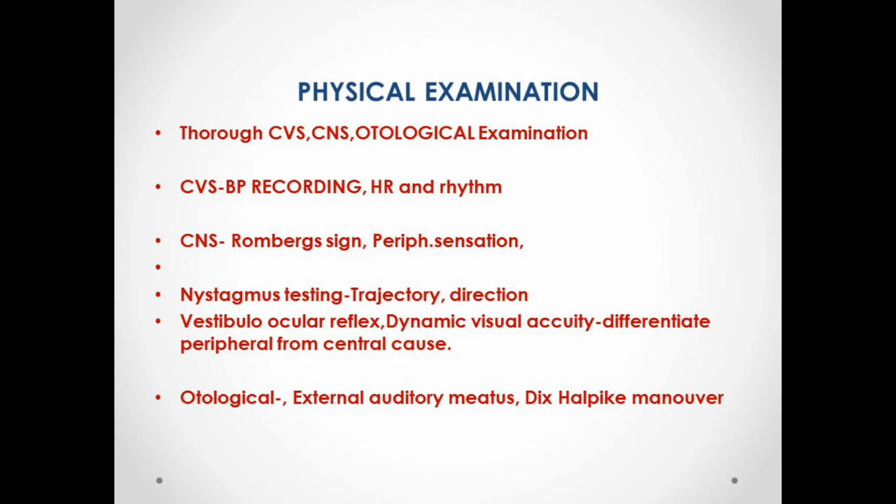Examining the otological system, look out for vesicles near the external auditory meatus and also perform the Dix-Hallpike maneuver, which is diagnostic for benign paroxysmal positional vertigo, the commonest cause of vertigo.